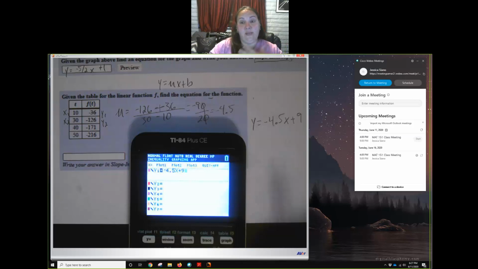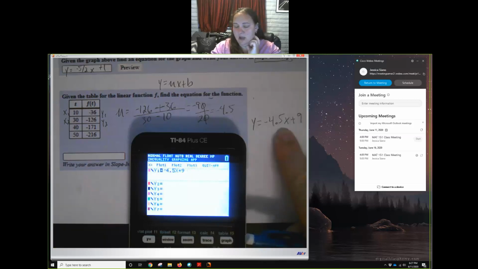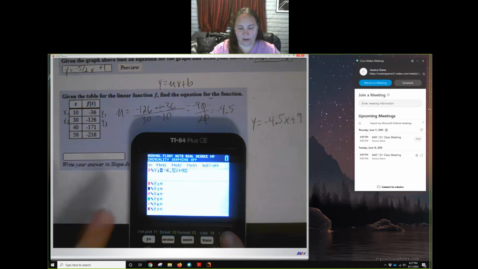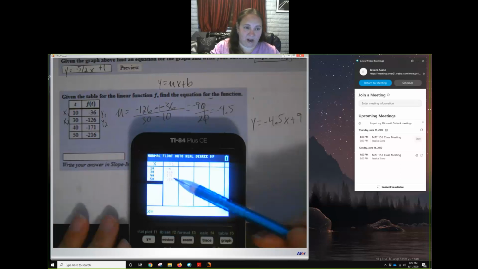So for me, if this were my test and I knew that I only had one shot at this, I would put this in my calculator. And then I would go to my table and I would enter these numbers in. 10, 30, 40, 50. Did I get the same values in my calculator that I have in the table up here?